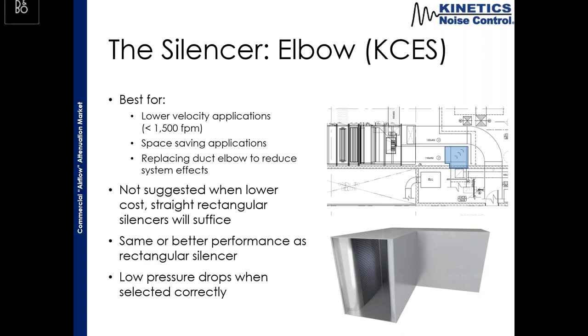They are better suited for lower velocity applications, so usually around 1500 feet per minute or less. When it comes to system effects, sometimes we'll have a system where there are 2 mitered elbows, and between those mitered elbows there's a rectangular silencer. Well, that's a really poor system effect condition. So what we would want to do in that case is replace one of those mitered elbows with an elbow silencer, and that improves the overall system effects.